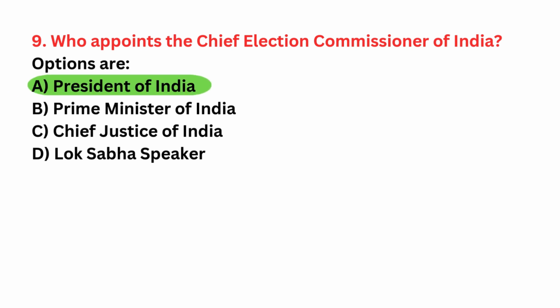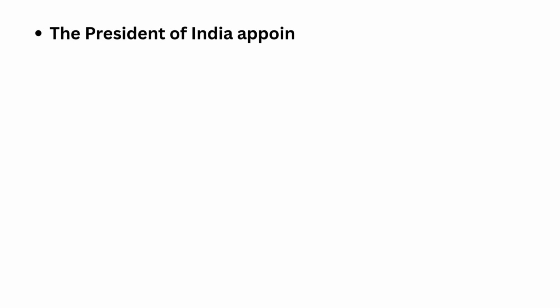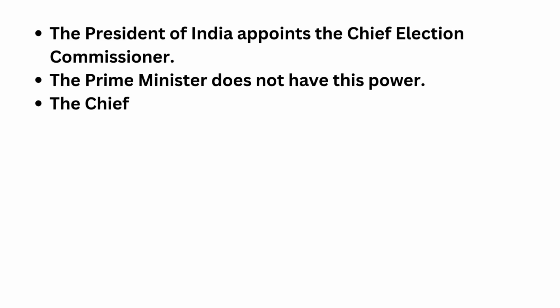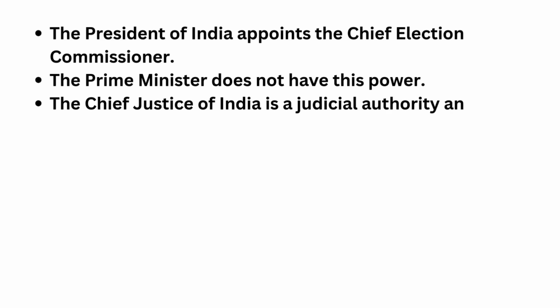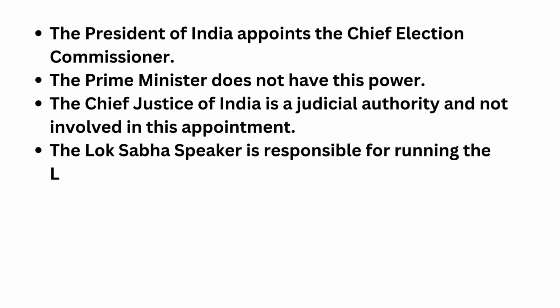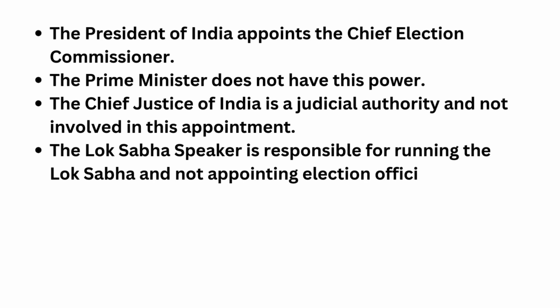The answer is option A. President of India. The President of India appoints the Chief Election Commissioner. The Prime Minister does not have this power. The Chief Justice of India is a judicial authority and not involved in this appointment. The Lok Sabha Speaker is responsible for running the Lok Sabha and not appointing election officials.